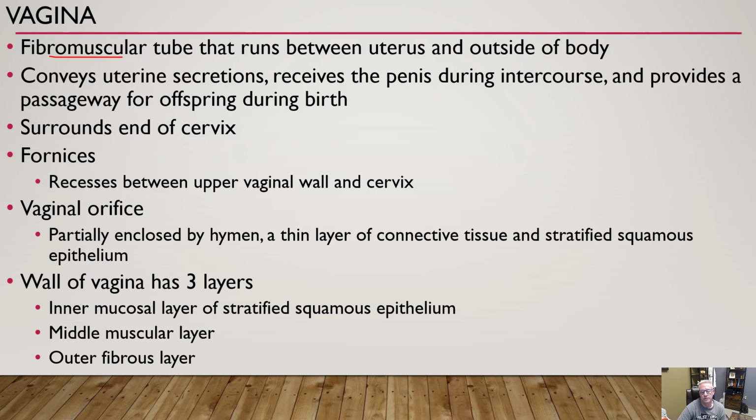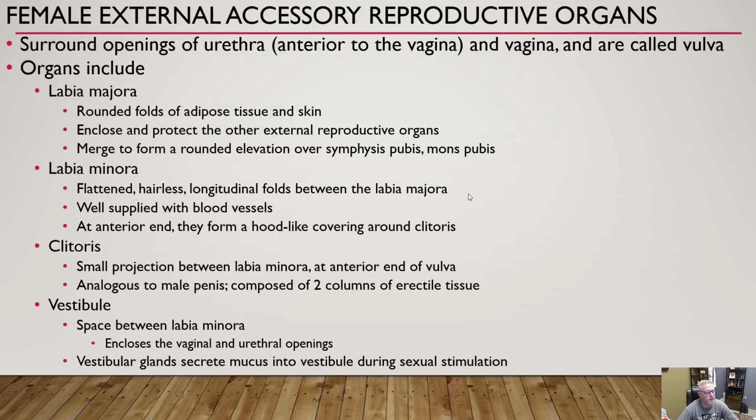There's a vaginal orifice that's partially enclosed by a hymen. Remember, the hymen is a thin layer of connective tissue and stratified squamous epithelium. And usually during the first time you have intercourse, that hymen is broken and can cause some unpleasant feeling and some bleeding. Just like the uterus, the vagina has 3 layers: an inner mucosal layer, a middle muscular layer, and an outer fibrous layer.